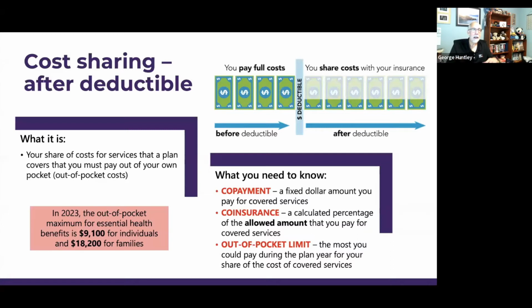It's capped. So it's important that you understand what you're going to have to owe after the deductible's over and the insurance itself kicks in. And it's those three variables together that equals your total cost.